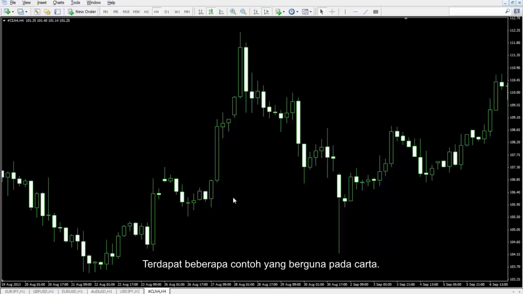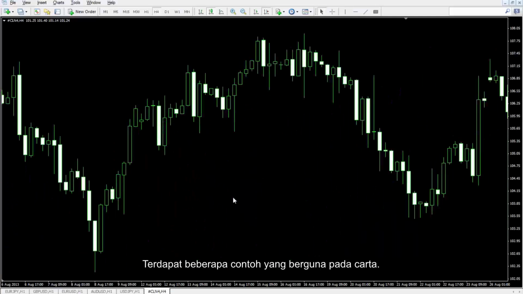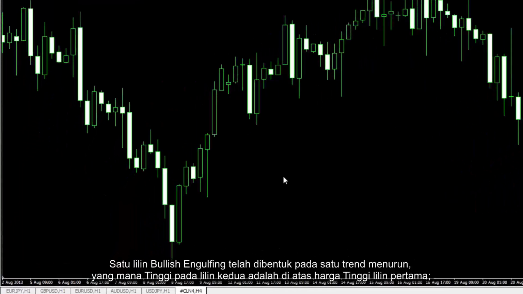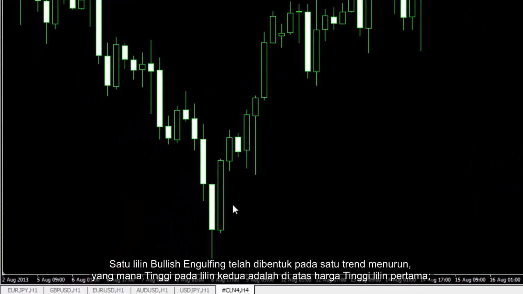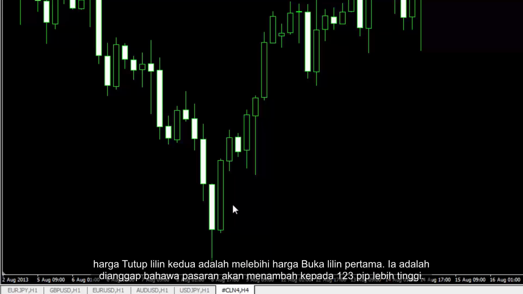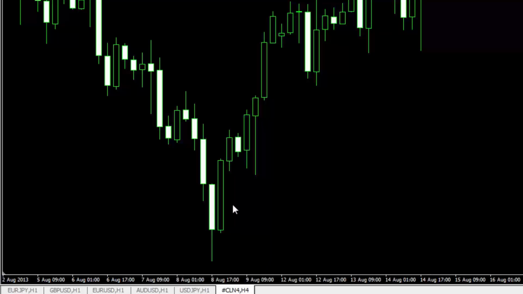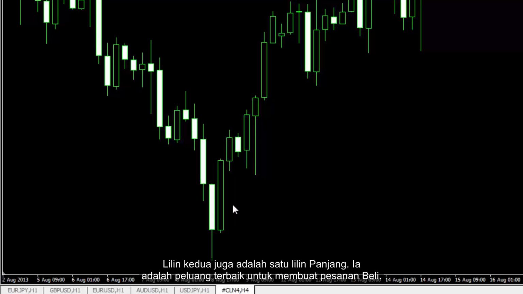There are multiple useful examples on a chart. A bullish engulfing candle has formed on a downward trend, in which the high of the second candle is above the high price of the first candle. Close price of the second candle is over the open price of the first candle. It was thought the market would rise 123 pips higher. The second candle is a long candle too. It was a great point to place a buy order.